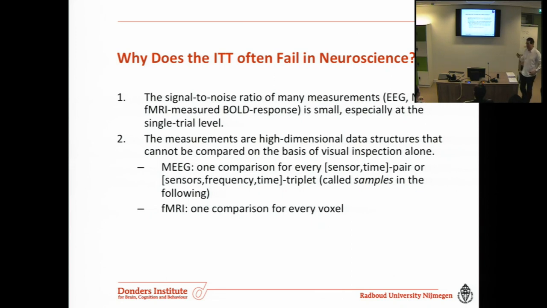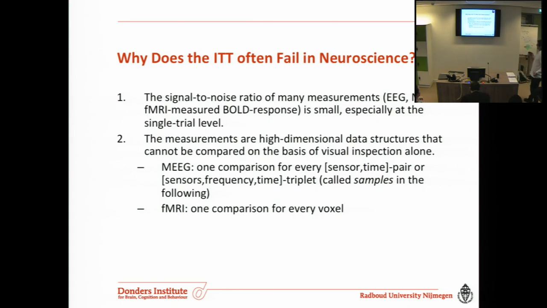If you do recordings on single neurons, that's different. You can poke in a single neuron and present a stimulus to a monkey, and then you can see at a single trial level, you can very clearly hear the firing rate going up. But with the extracranial measures that we use, the SNR is fairly low. That's the way it is.